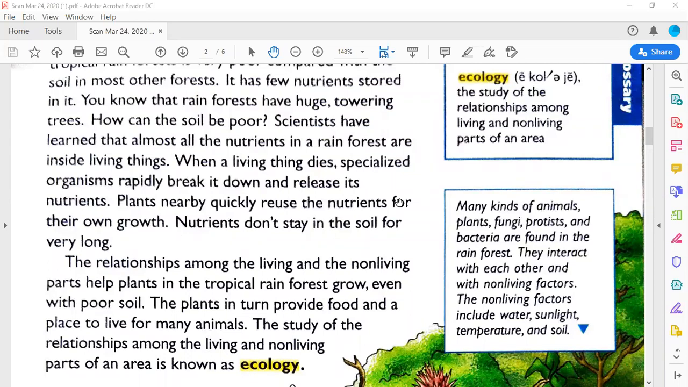Let me continue over here. It says that the relationship among the living and the non-living parts helps plants in the tropical rainforest grow, even with poor soil. Why? Because the plants provide food and a place to live for many animals. These relationships among the living and non-living parts are known as ecology.